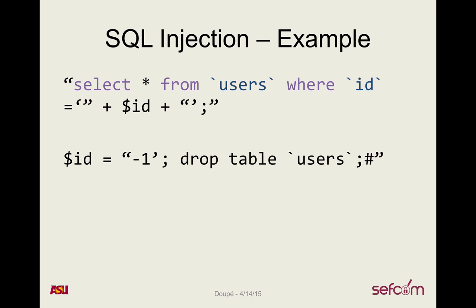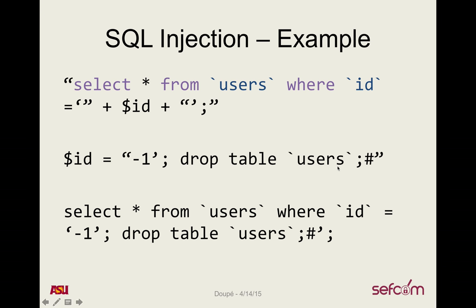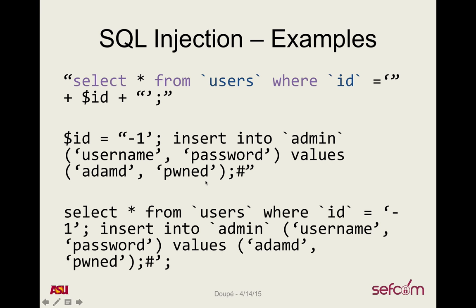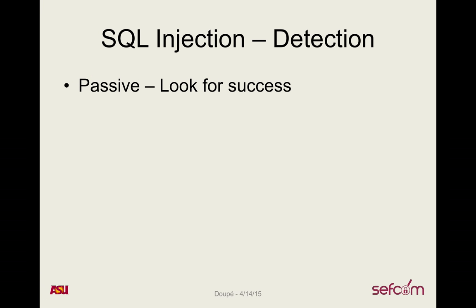So we can do other cool things, like -1 tick semicolon drop table users. So again, the SQL server takes this, and if it has the configuration set where it allows multiple queries in one command, it will parse this, see two separate queries: to select from the users table where ID is equal to -1, and also to drop the whole users table, right? So this shows you that with SQL injection, you can actually delete data completely. We could also do things like insert into tables. So we can try to insert into the admin table this username and password and these values, AdamD and Pwned. And again, the same thing will happen.